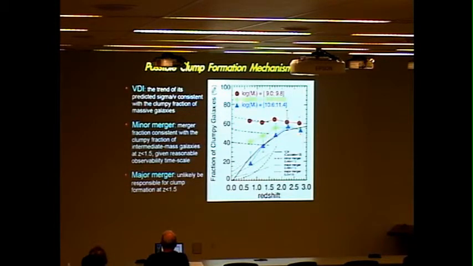So this is a summary of my part 2. VDI seems a reasonable explanation for the clumpy fraction of massive galaxies. Minor mergers may be good for intermediate mass or low mass galaxies. Major mergers we can rule out for all.